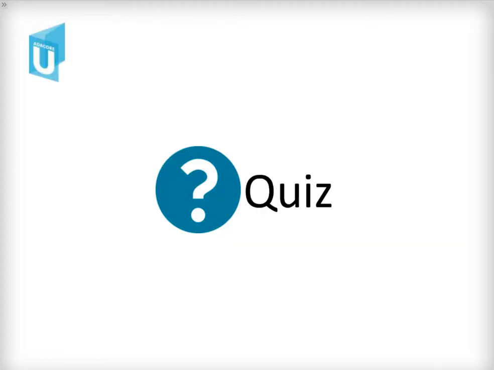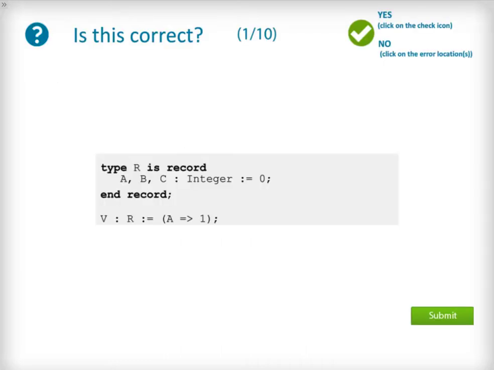Let's now move to the quiz section of this presentation. For this question and the next, look at the code below and try to identify errors. If you think that there is no mistake, you can click on the green icon next to the yes and then hit submit. If you think there are mistakes, then click on those in the code and then hit submit.